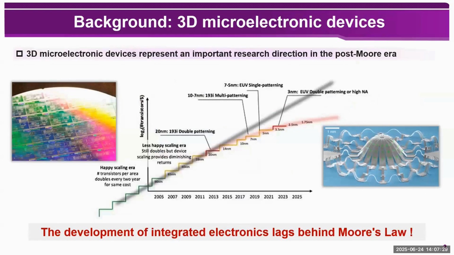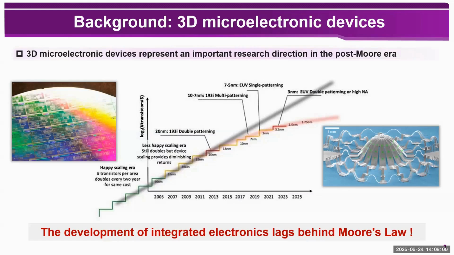Actually, these micro and nanostructures are not far from our life. The electronic devices that are built from architected micro and nanostructures just correspond to a very good example. Actually, for quite a long time, since the 1960s, the development of integrated electronics follows the prediction of Moore's law very well. However, during the last 10 years, we can also see an evident lag between the development of integrated electronics and the prediction of Moore's law.